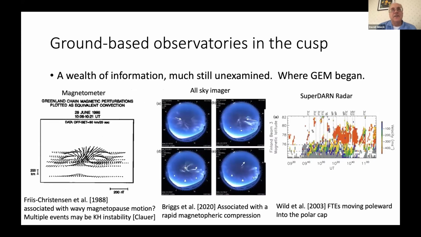I'd like to mention that for me and for GEM, this is where GEM began. One of the first campaigns at GEM was to look at ground-based observations and deduce the nature of the solar wind magnetosphere interaction from them. On the left, you see how magnetometer observations can be combined to deduce traveling convection vortices. Perhaps they're due to pressure pulses. Perhaps they're due to the Kelvin-Helmholtz instability. Perhaps they're due to flux transfer events.